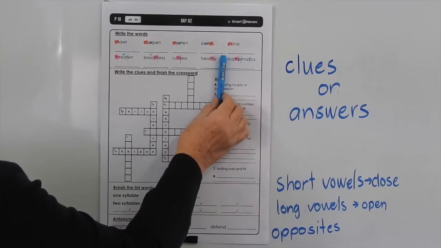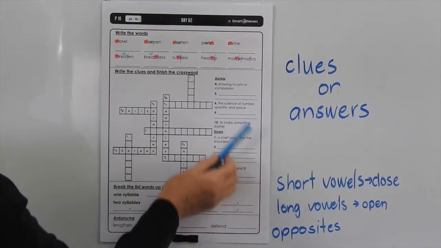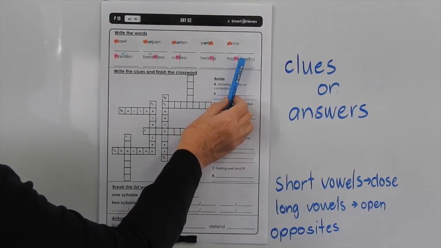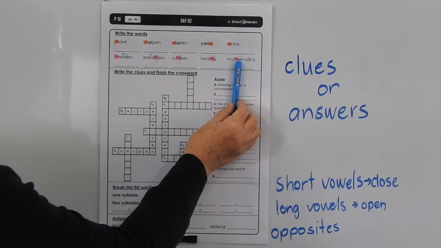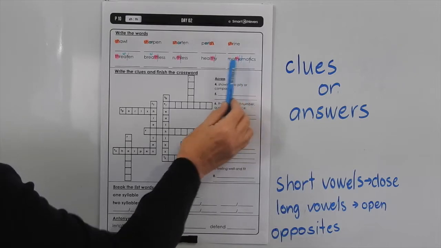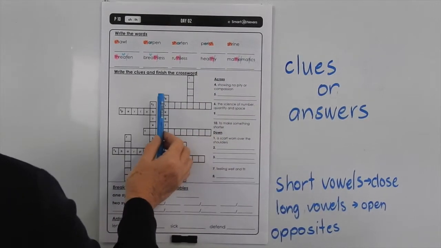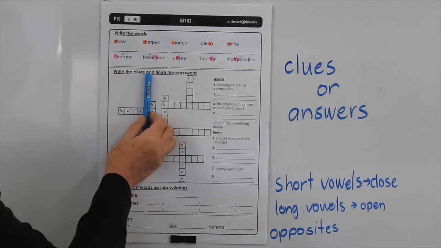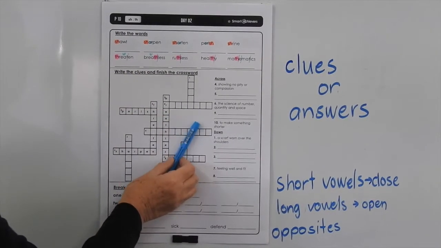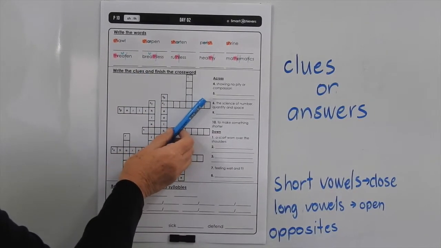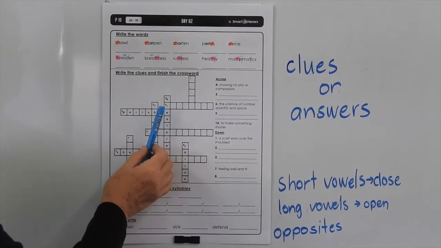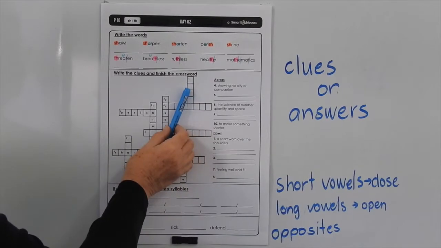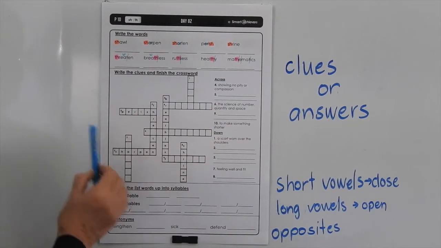So if you're looking at a word like mathematics, remember the short vowels you're going to close with a consonant, and the long vowels you're going to leave the syllable open. You're not going to close it with a consonant. Now down the bottom here we've given you a different crossword. So in some of these you're going to have to write the clues, and we've given you the answers, and in some of them you're going to have to write the answers because we've given you the clues.